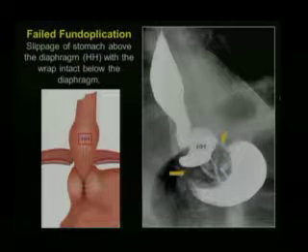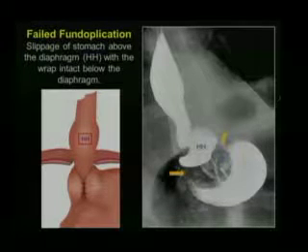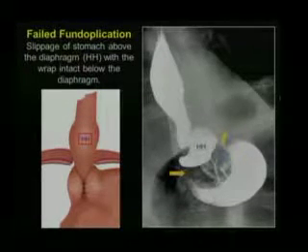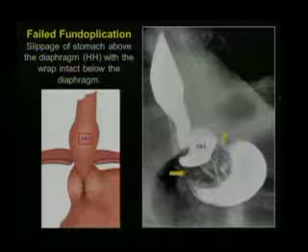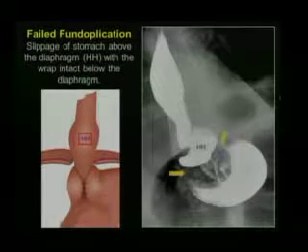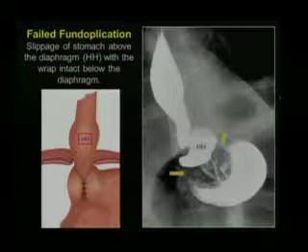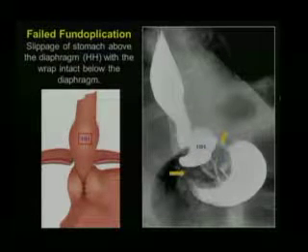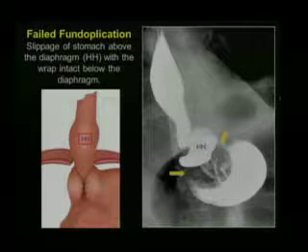So the fundoplication wrap is intact, but there is a slippage of part of the stomach into the chest and recurrence of the hiatal hernia. Exactly. That is the complication. Is it because there's not a good connection between the hiatal hernia and the rest of the gastric? Yes. Is the wrap too tight as well? Yeah, could be. But if you are not sure, you can ask the patient to swallow a small amount of contrast, and you will see the communication.